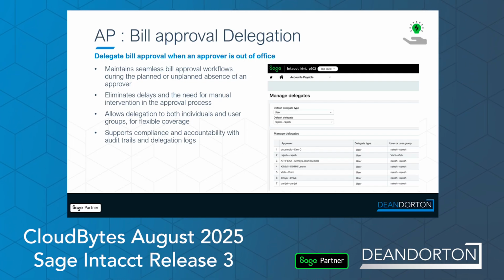Supports compliance and accountability with audit trails and delegation logs. So giving you the ability here to more tightly control the delegation process inside of Intacct if a user is out of office. So it would, in this case, of course, jump from the user in question and go down into the other approvers that might be available.